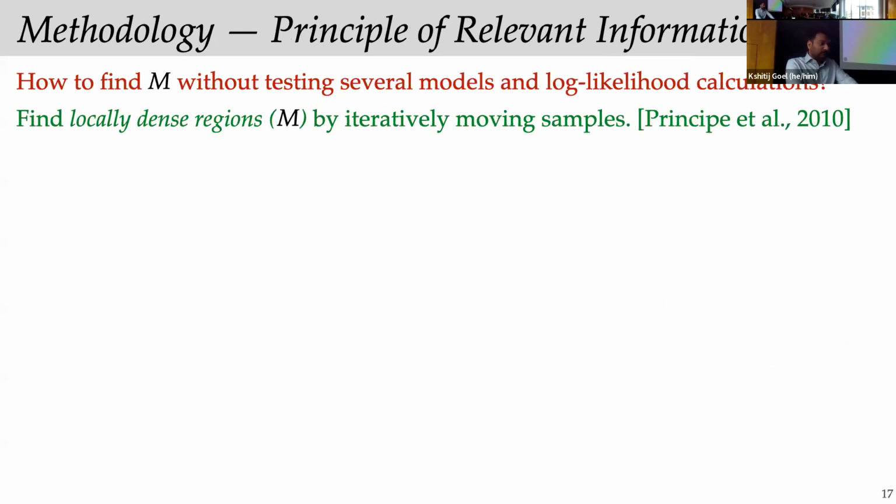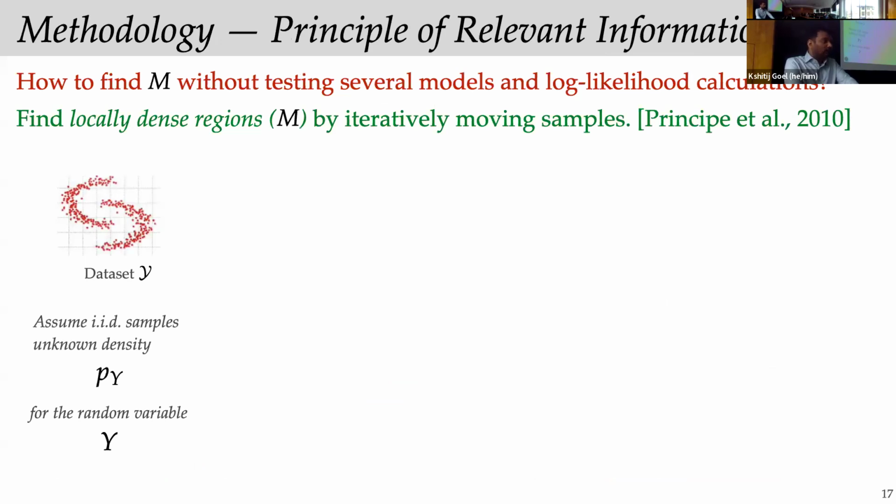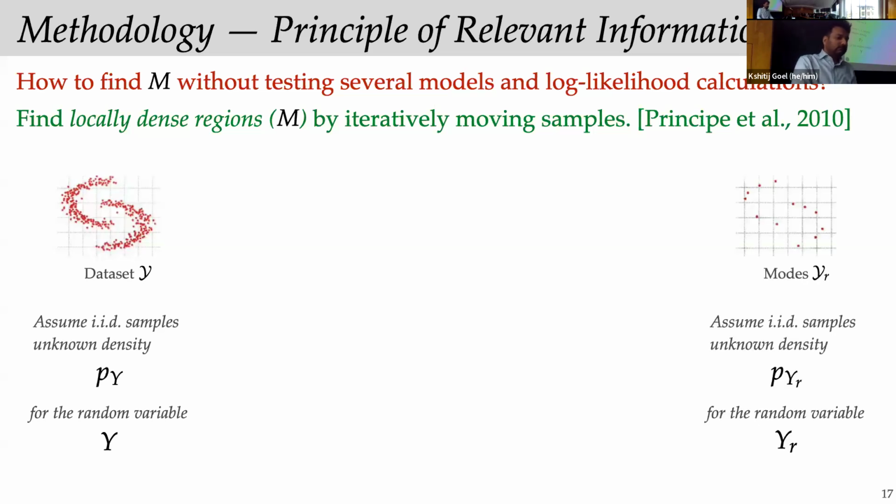So the answer to this question is to find locally dense regions or modes in the dataset by iteratively moving samples in the dataset. This principle is called the principle of relevant information. Consider a dataset in 2D, dataset Y. We assume that each of the red dots here are IID samples corresponding to an unknown density P_Y for a random variable Y. Our objective is to find modes in this dataset given by the sparse set of points, the red points. That's a separate dataset Y_R. And these are IID samples from an unknown density P_YR corresponding to a different random variable.